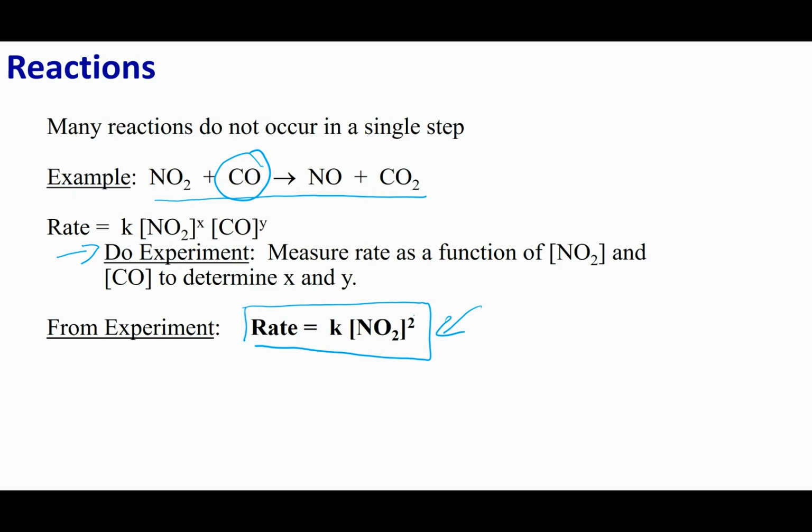But more importantly, take a look at what happened with NO2. It is second order in NO2, and you can see that in the overall reaction, it has a stoichiometric coefficient of 1. So I hope this drives home the point that the overall reaction cannot tell you what is happening with the rate law. You have to do the experiment.